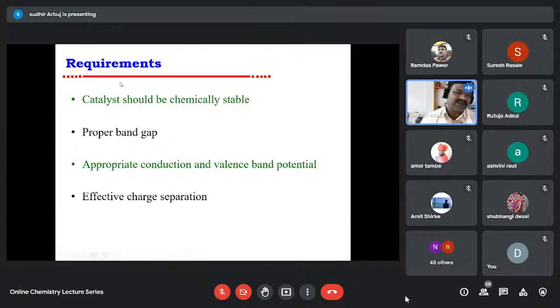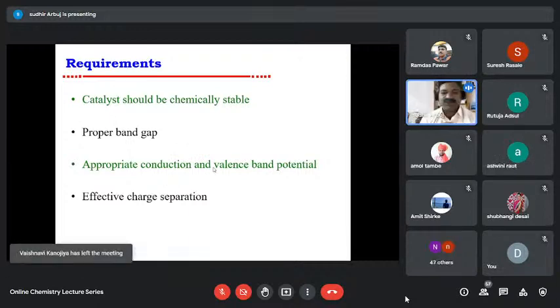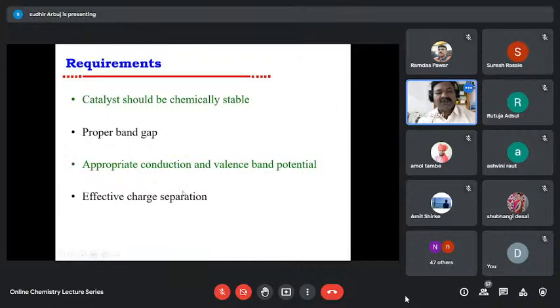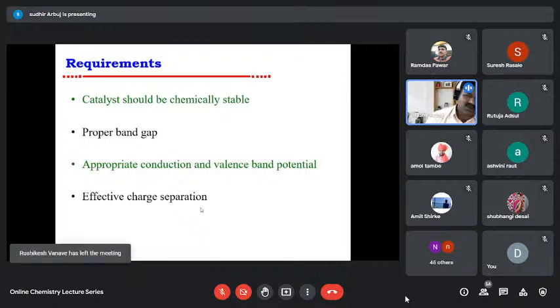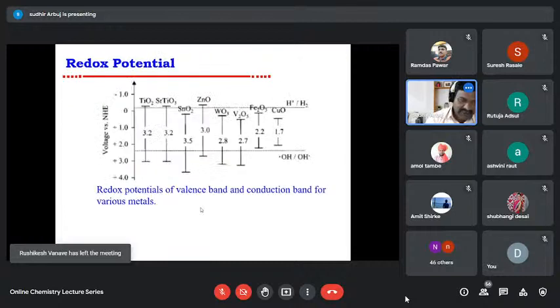Another requirement is that it has appropriate conduction and valence band potentials. If its conduction band potential is more negative than the hydrogen evolution potential, then only it gives us hydrogen generation. Otherwise, you may not get hydrogen from water splitting. And whatever electron-hole pair is formed after light absorption, this charge separation should occur effectively. If the electron-hole pair is separated, then we can use it for further reaction. If it recombines, then the photon is lost. We cannot get high photocatalytic activity.